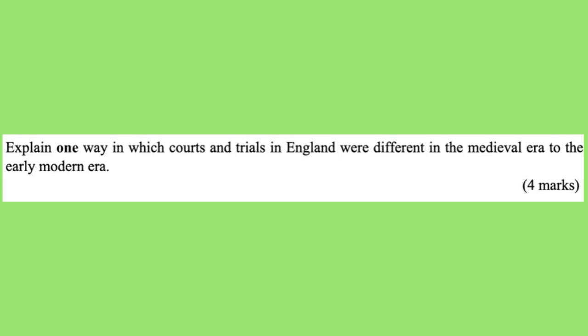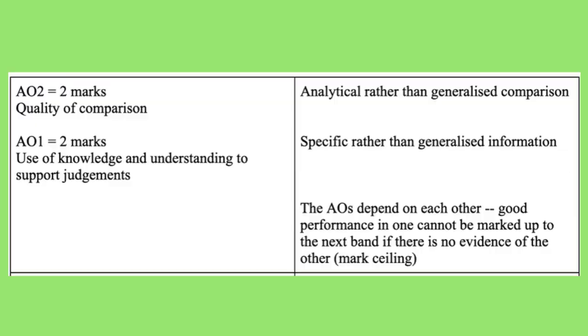Explain one way in which courts and trials in England were different in the medieval era to the early modern era. 4 marks. Here's the mark scheme for this question, which you can find out about in more detail in our overview video. But we do know that 2 marks are awarded for AO2, which is the quality of your comparison. So that means that you need to be analytical rather than generalised.